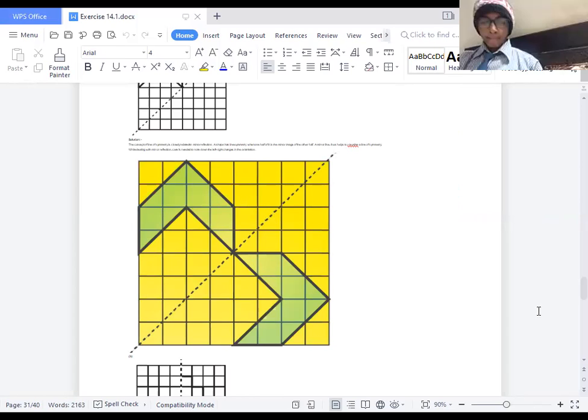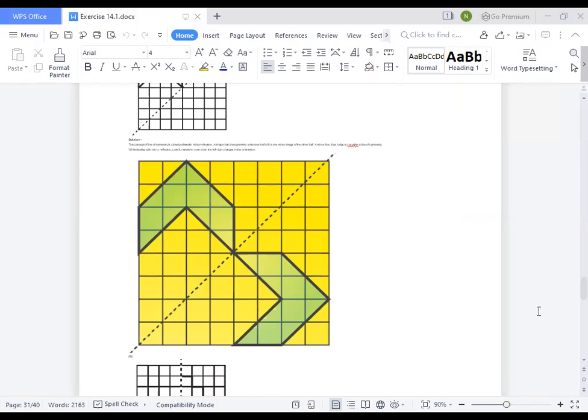Lakshay, Akmal, Srajal, open your camera and just show your book where you are drawing this diagram.